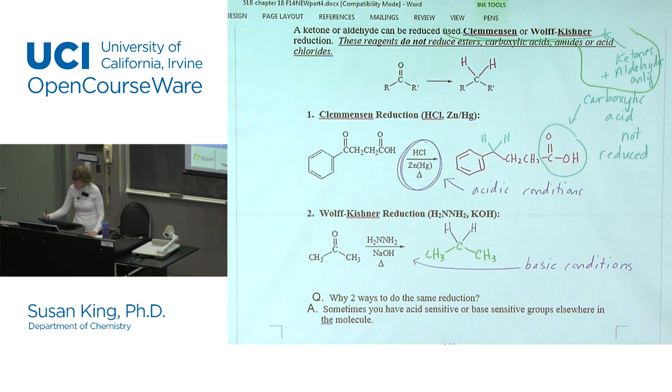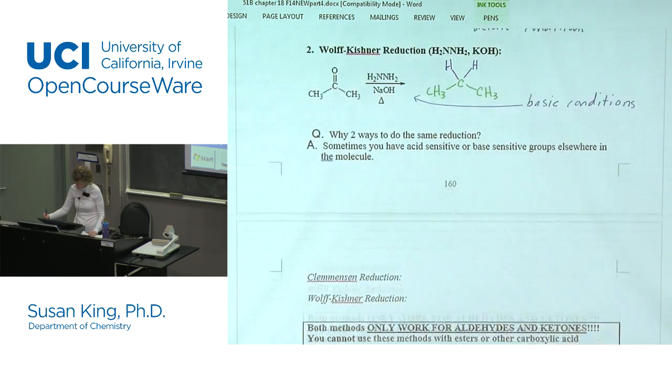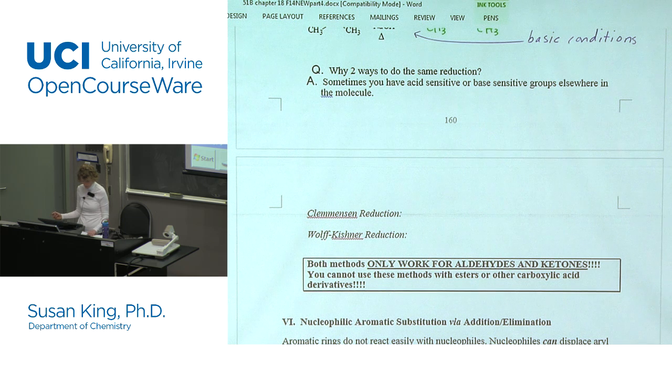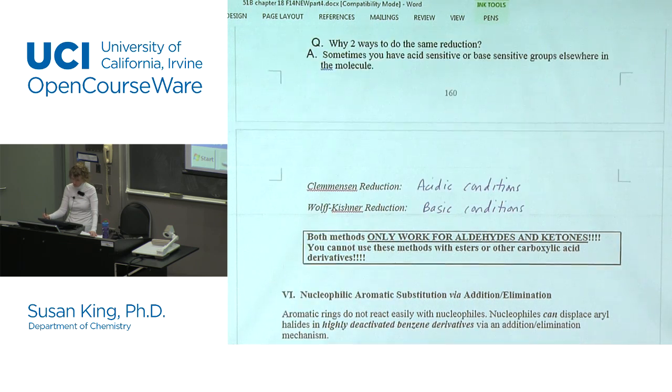All right, so that's on the top of the next page. Acidic conditions, and Wolff-Kishner is basic. So more and more we're getting into molecules that have more than one functional group, and when you have more than one, you've got to consider all the functional groups and their potential reactivity.